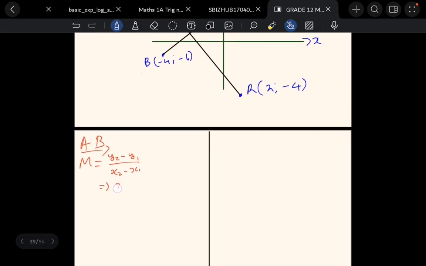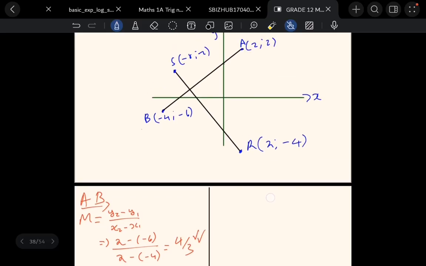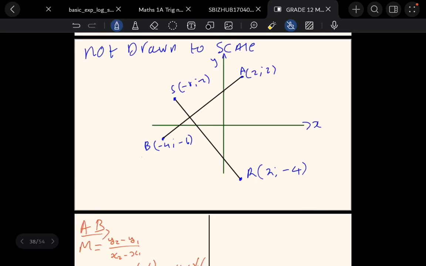So here we have 2 minus negative 6 over 2 minus negative 4. And then what will be the gradient? Punch that in your calculator. 2 plus 6 over 2 plus 4, which is going to be 4 over 3. Positive. Another thing that you need to notice is that the line has a small gradient, so the line tends to approach the x-axis. You understand? That angle there is going to be bigger than that angle.